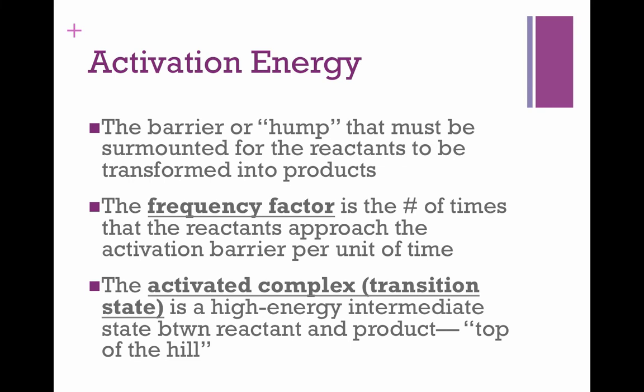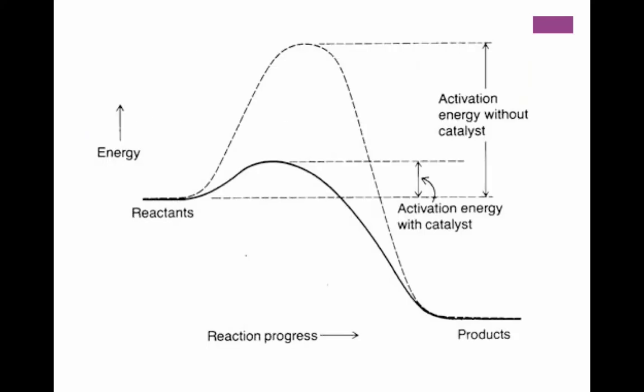If you think about pushing a rock down a hill, you first have to push it up the hill to get it to go back down the other side. So the size of the hill would be the activation energy. The frequency factor is the number of times the reactants approach this barrier. And the activated complex is what happens as the reactants go over the hump. The activated complex is the top of the hill, quote unquote. It is when all atoms have been separated. So all the reactants have been separated, but they have not yet formed products.